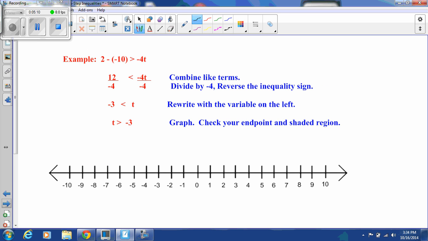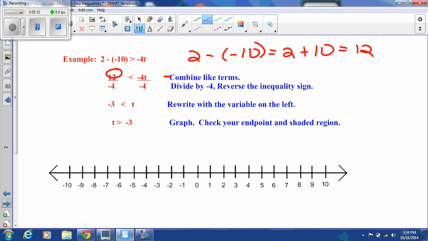In this example, we're doing more of the same. Actually, what we're practicing is our skills in solving equations. What we need to do here is simplify on the left by combining like terms. Where do we get the 12? Well, 2 minus negative 10 becomes 2 plus 10, which is 12. So that's where we get our 12.